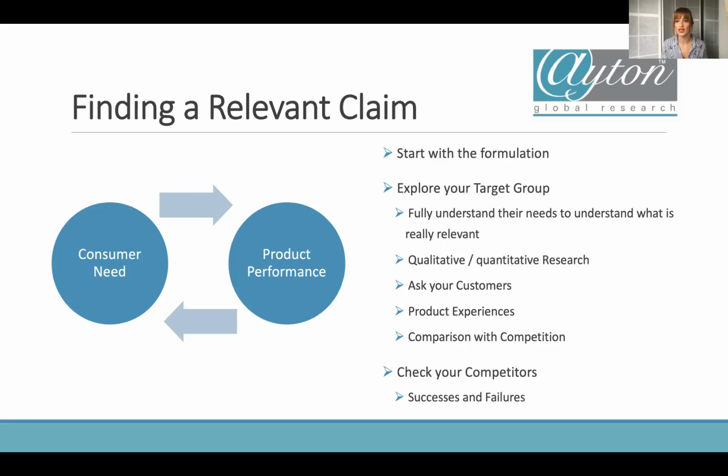So always start with the formulation. Why have you formulated this product? There's always a reason, there's always something the product is going to do, an effect you're going to get from it. The lengthening mascara, again, that is the formulation. It's been formulated to do that. So that's our claim. Then think about your target group and think about what their needs are and what you can give back to them.